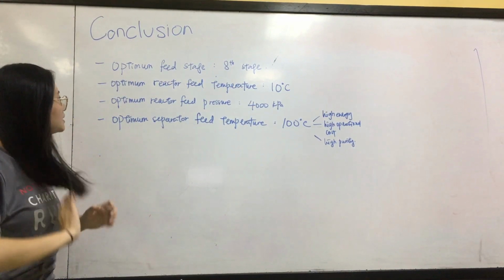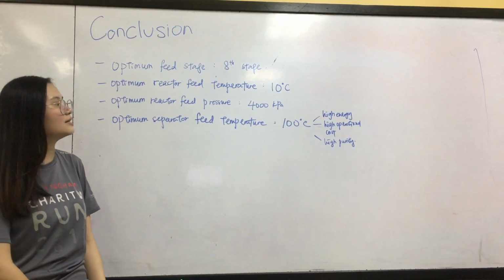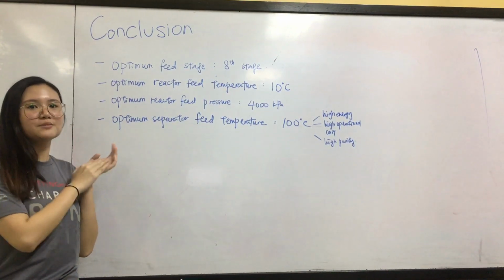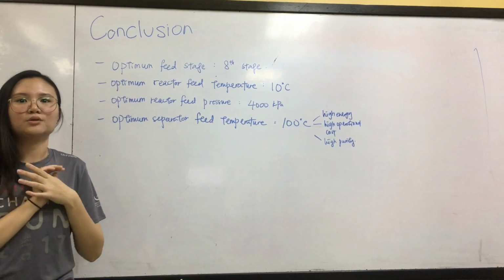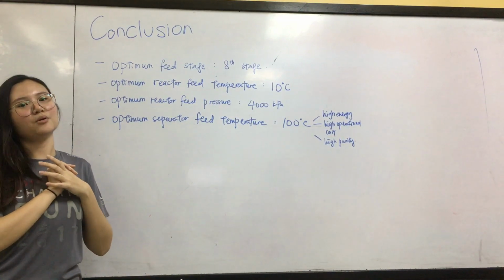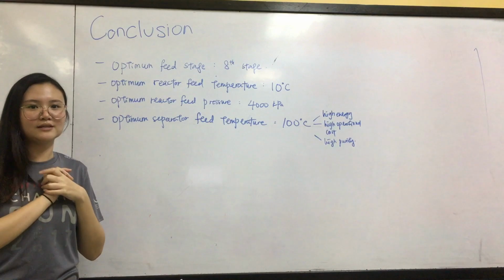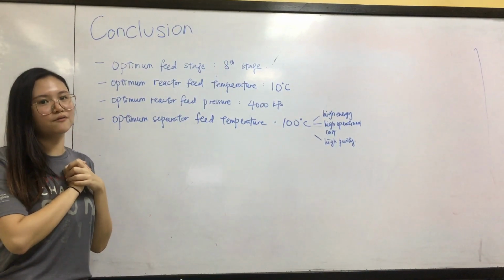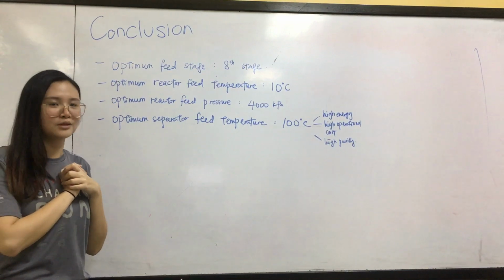The third one is the optimum reactor feed pressure at 4000 kPa. At this pressure, the conversions of CO and CO2 are the highest at 0.4 and 0.91 respectively, and the methanol production rate is 26.05 kgmole per hour.